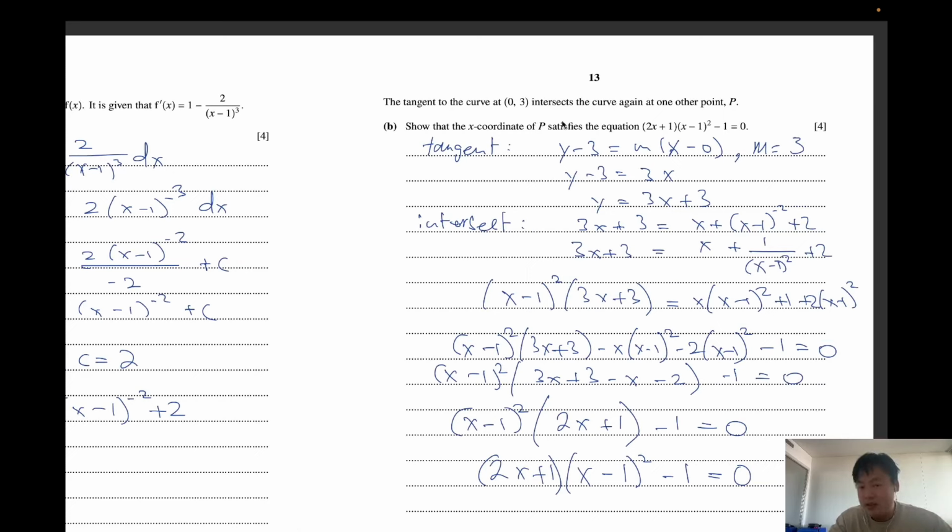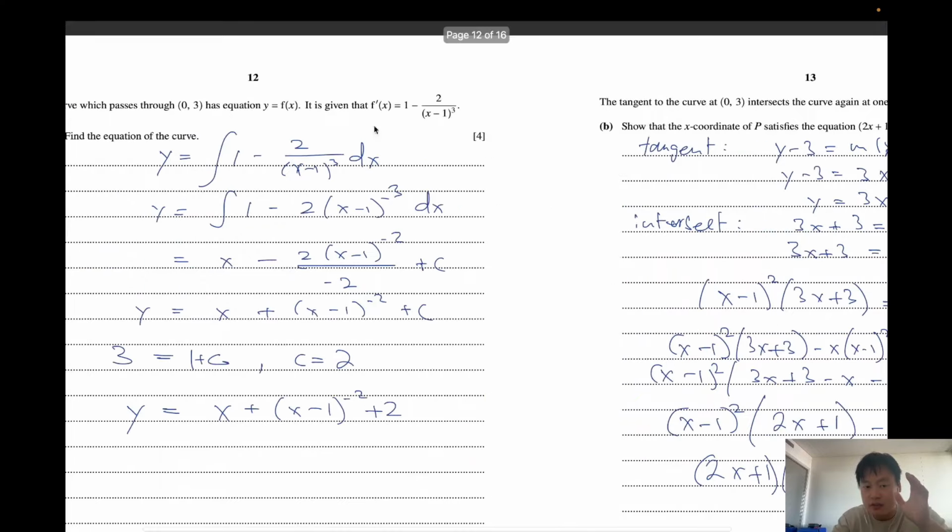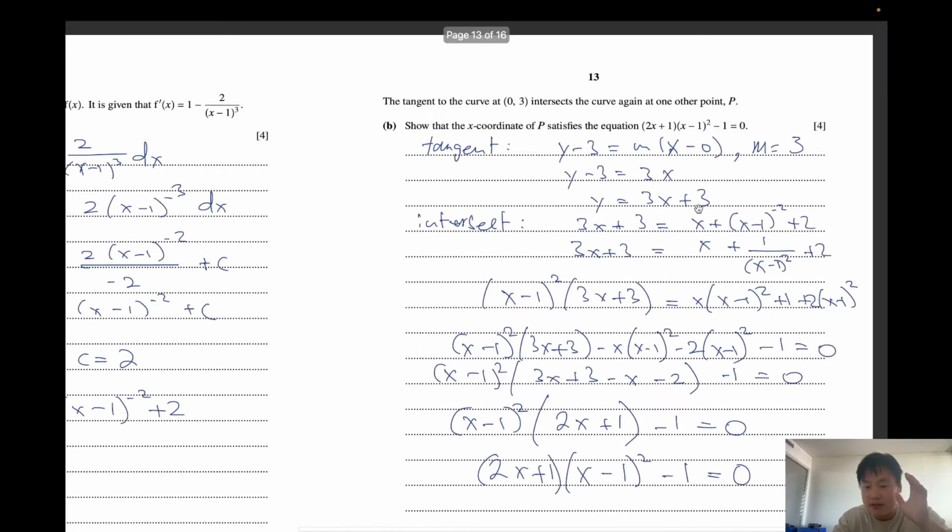And then all we've got to do now is, what even is the point P? How would we find the point P? They're talking about point P being where the tangent intersects the curve again. This is the equation of the tangent, touching the curve. How do you mention tangent intersecting with the curve? Isn't that just simultaneous equations? 3x plus 3 is equal to the equation you found for the curve, which is what we've done over here now. 3x plus 3 equals the equation of the curve we found.